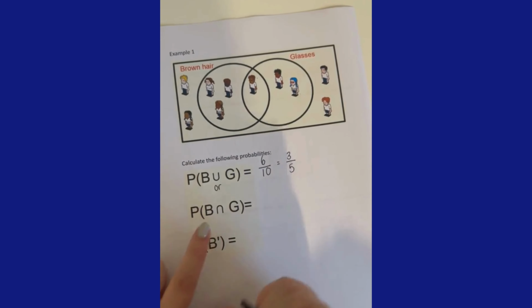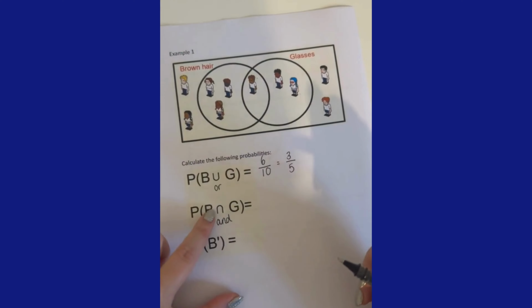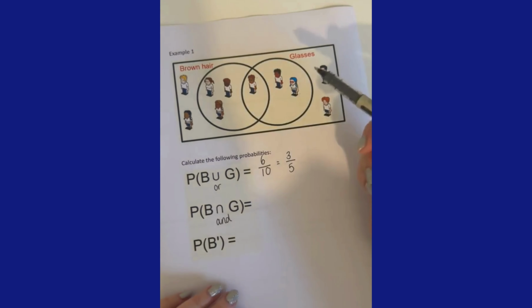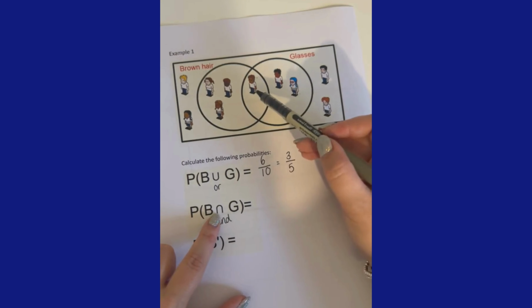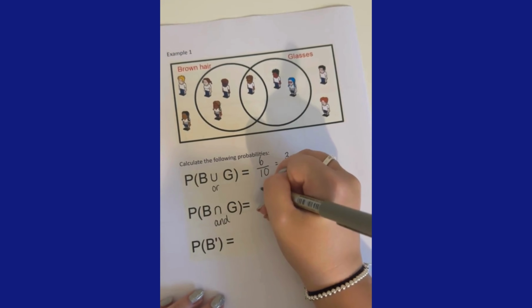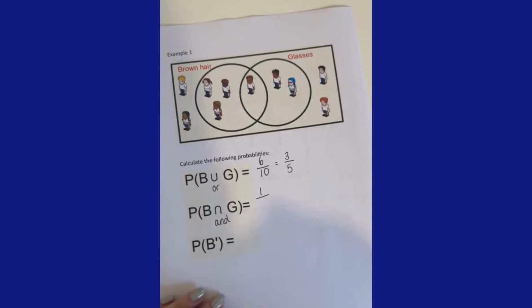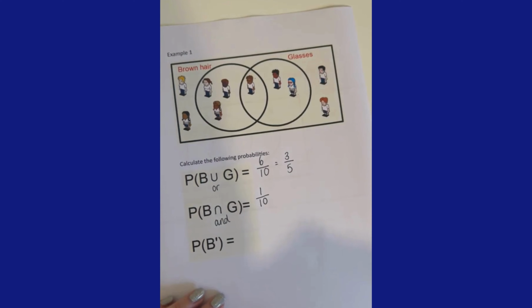Then if we look at this next one, the probability, that's what our P stands for. And this symbol this time means and. The way I like to remember it, I always think this symbol looks a little bit like an N, and I always think and has an N in the middle. And that's how I like to remember it. So the probability of having brown hair and glasses. If we go to our Venn diagram, thinking back to our notation, our and is the people that are in both categories. So in this case, we've got one person. So our probability is 1 out of, and again, we've got 10 people altogether. So 1 out of 10.